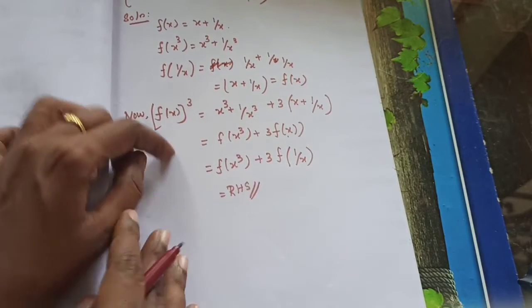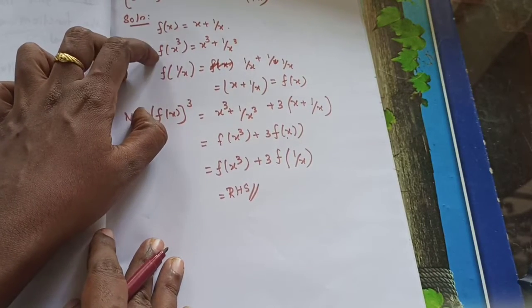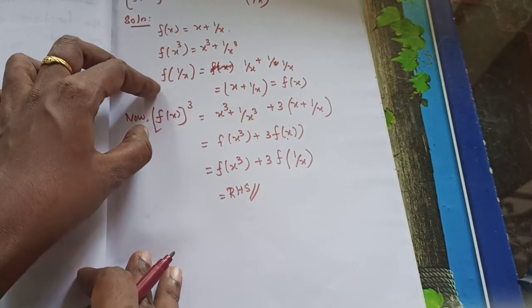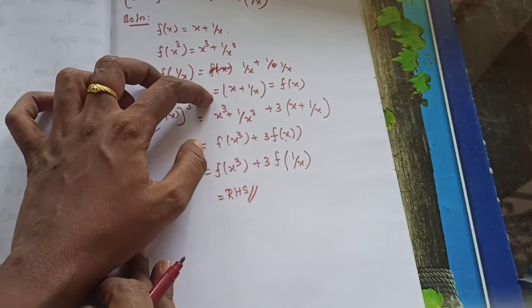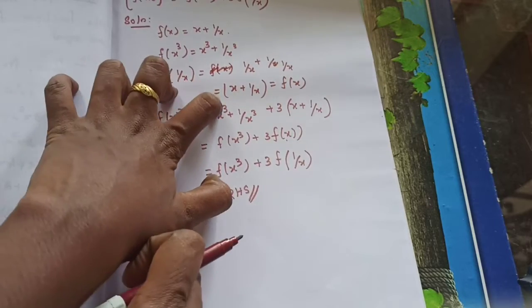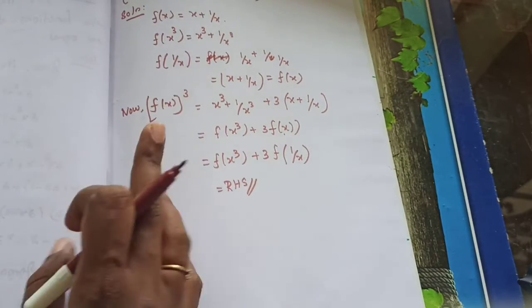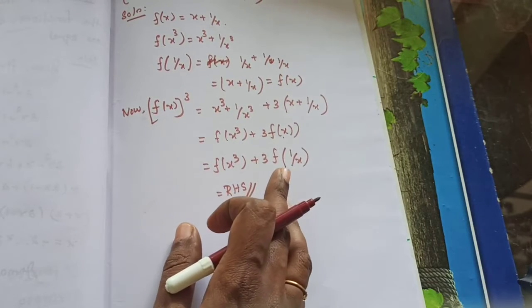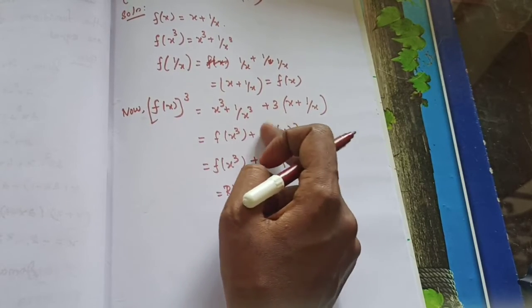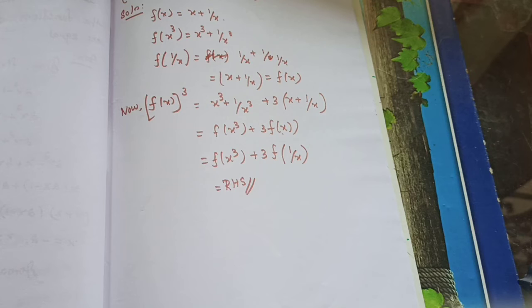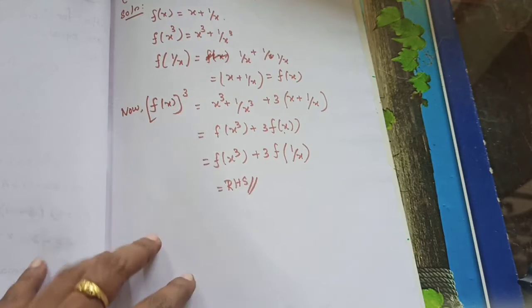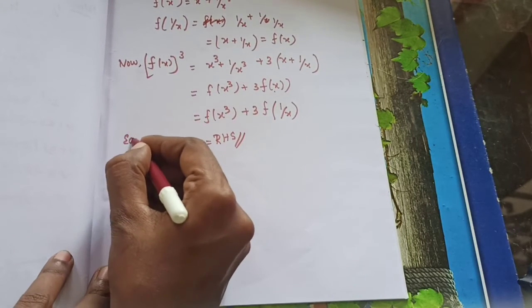Understand? So first you write down f(x), then f(x³), then f(1/x). In the place of x, you need to substitute 1/x. So the same f(x) only you will obtain. Now take down this f(x) the cube and substitute there. So substitute the value. This is the same as f(x), which is again the same as f(1/x). So if you substitute you will get the RHS. Understand, students? Okay.